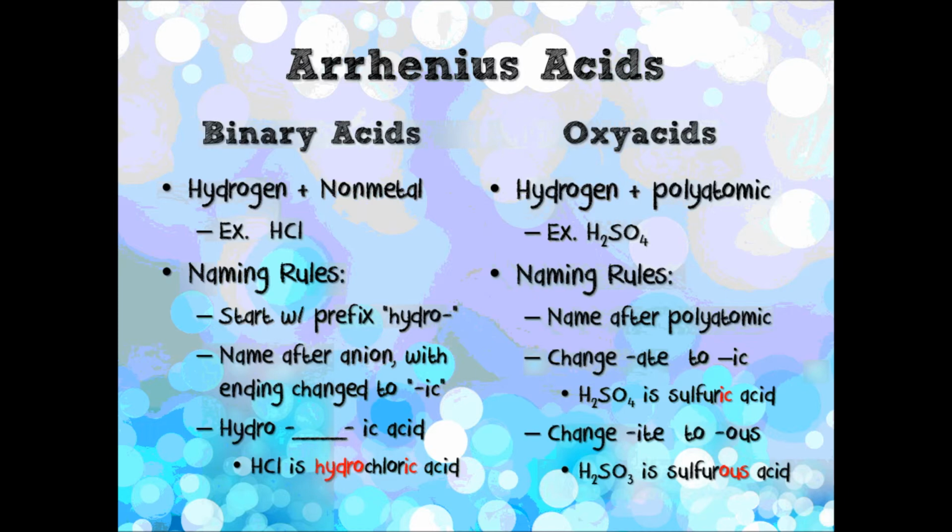If you want to name an oxyacid, you're going to name the acid after the polyatomic. No prefix. You just change the ending of the polyatomic depending on whether it ends with -ate or -ite. So for example, H2SO4, which is hydrogen and sulfate, becomes sulfuric acid because the ions that end in -ate are changed to -ic. H2SO3, on the other hand, becomes sulfurous acid because the ions that end in -ite are changed to -ous when writing the acid name.